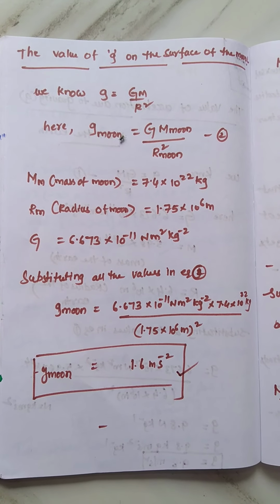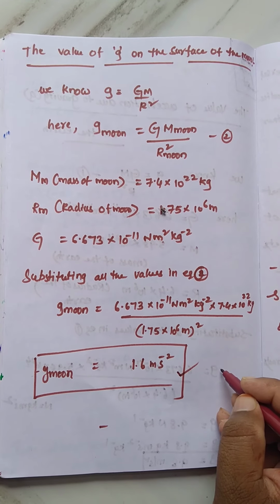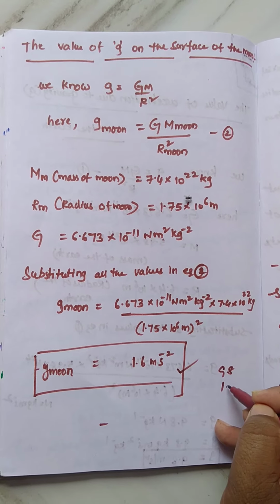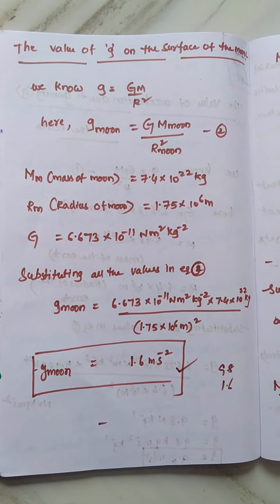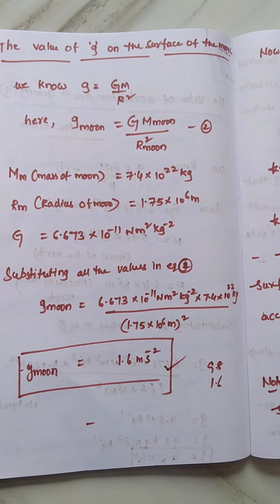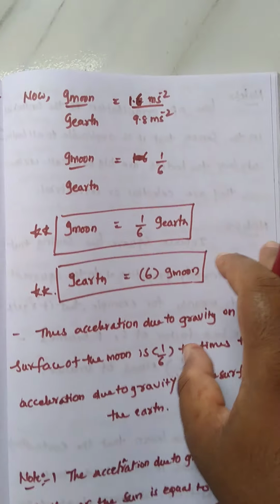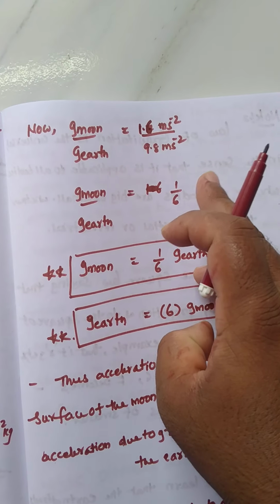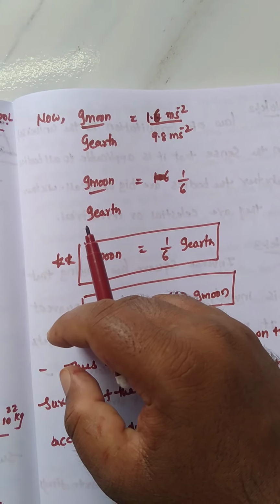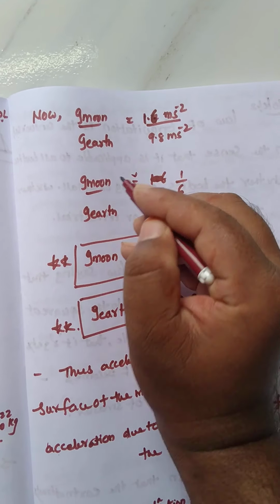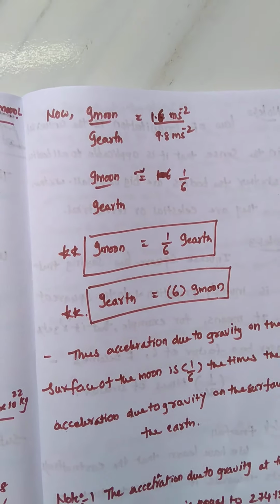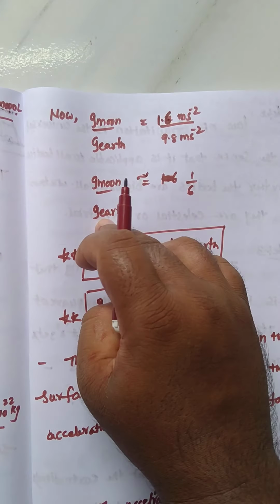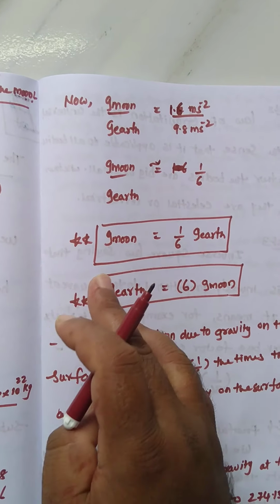g on moon is almost 1.6 meter per second square. So g on earth is 9.8 and g on moon is 1.6. Here I want to find the relation between g on moon and g on earth. Dividing g moon by g earth, that is 1.6 meter per second square by 9.8 meter per second square, it is nearly equal to 1 by 6. So g moon equals g earth into 1 by 6.